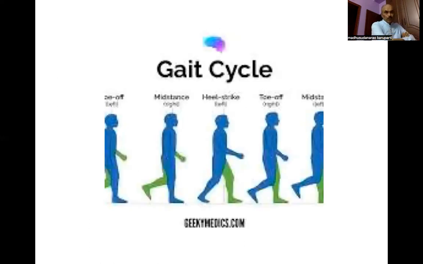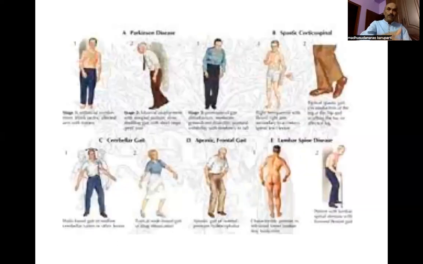Look at this picture showing the gait cycle. Okay. You've got the stance phase, you've got the swing phase, and the heel hitting the ground, and the swing phase, like that. You see, this is how the gait cycle is described. These are the various gait abnormalities you can see.